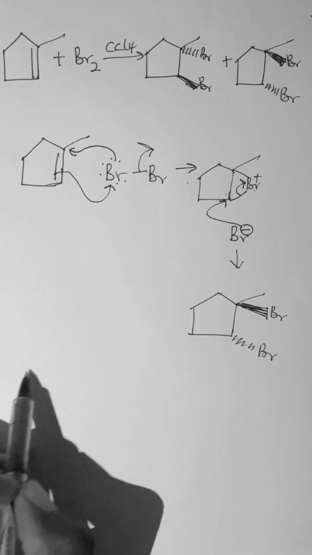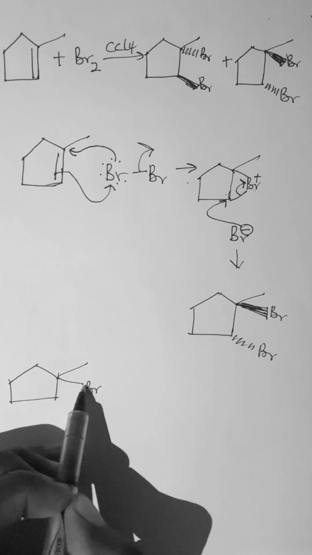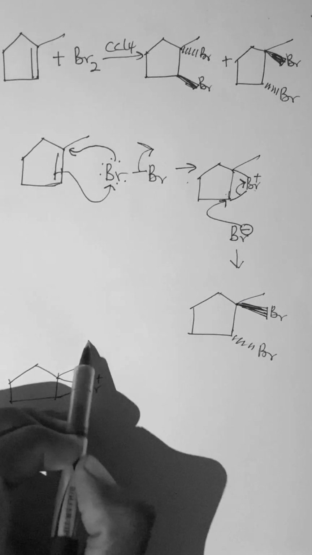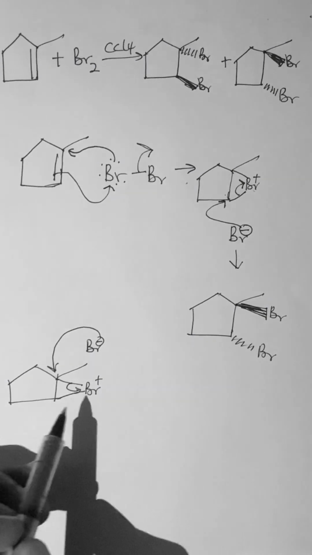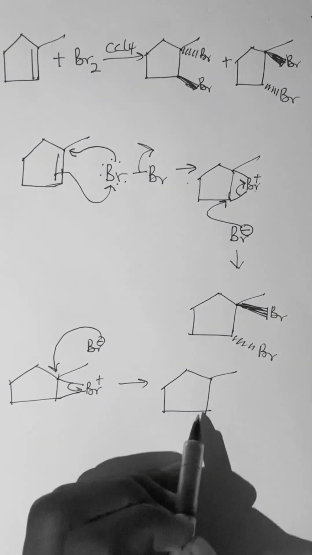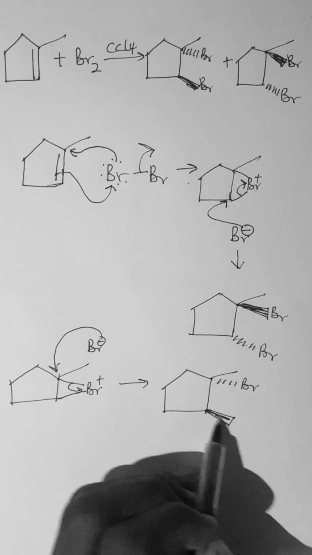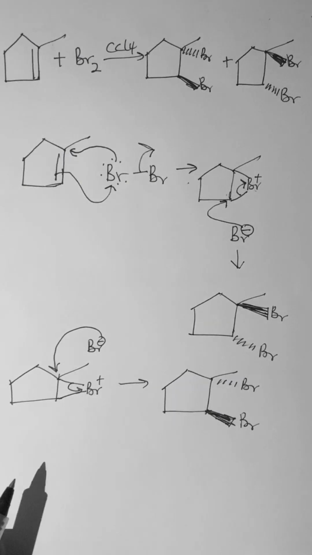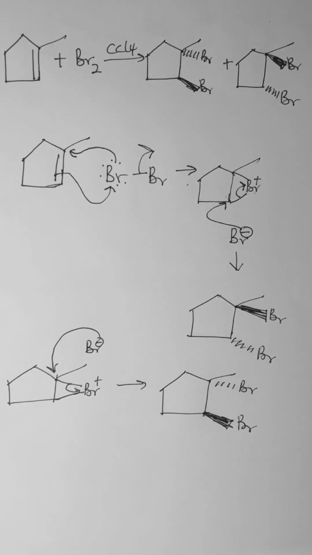Or let me draw the intermediate again. Or if the bromide anion attacks from this side, it will cause this one to break, and that is what is going to lead us to the formation of this molecule. So this is a mechanism that leads to the formation of both molecules. And at the end of the day, because both are equally substituted, it will be difficult to determine the major product.